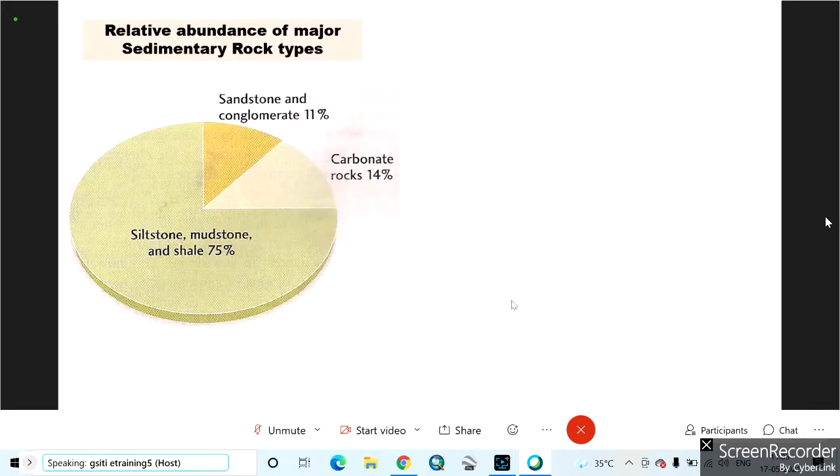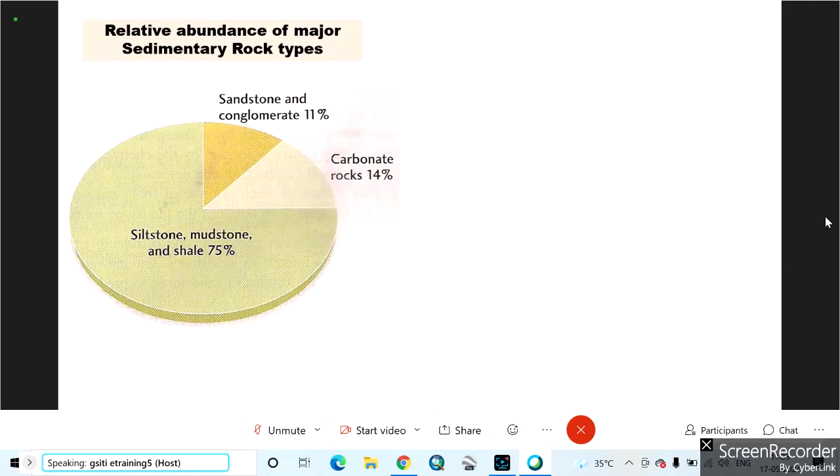Here you see the relative abundance of major sedimentary rock types, that is the siltstone, mudstone and shale, that constitute about 75% of the whole sedimentary rocks, whereas the carbonate rock constitutes 14% of the sedimentary rocks, and sandstone and conglomerate constitute 11% of the sedimentary rocks. So this is the present distribution pattern.